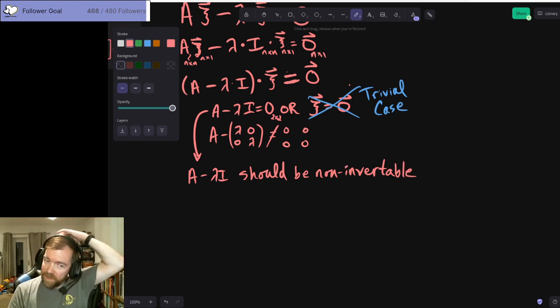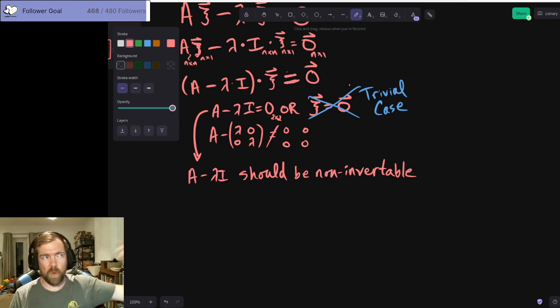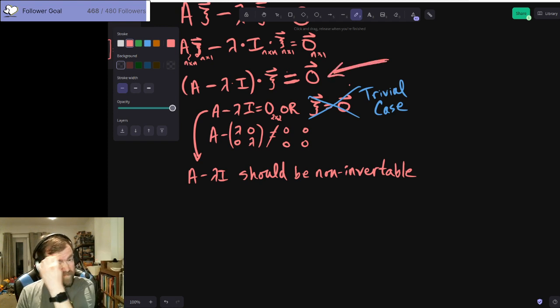All right, so if A minus lambda I were invertible, then what would that mean for our system here? It would mean that the C had to be 0. Right. So then we'd be back to this trivial case where we say, well, that means that C is equal to 0, and we don't want that.